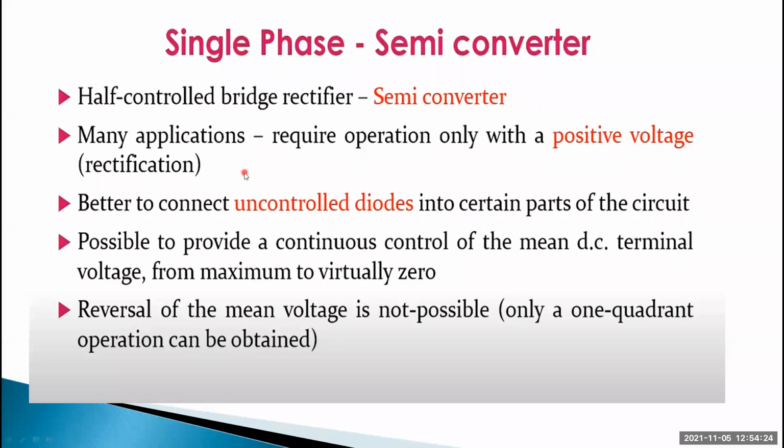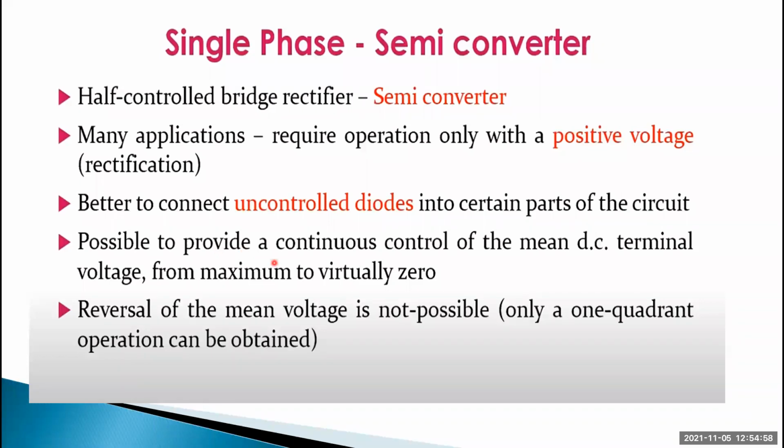So it's better to connect uncontrolled diodes into certain parts of the circuit. There are different types. Semiconverters can be classified into two types: symmetrical and unsymmetrical. There are diodes and thyristors, and by using diodes and thyristors we have to design these circuits. By using diodes and thyristors, we design the single phase semiconverter.